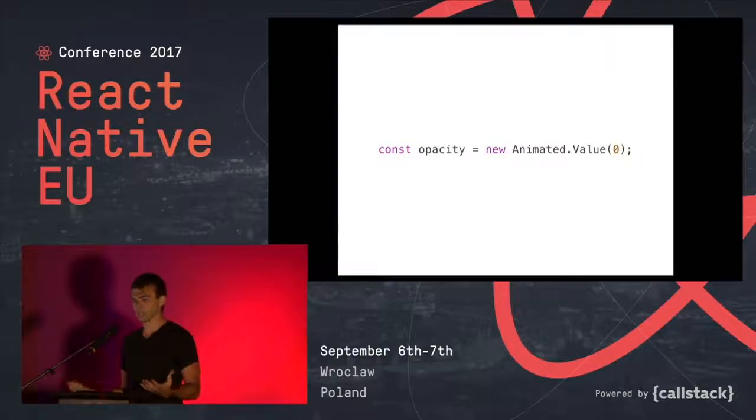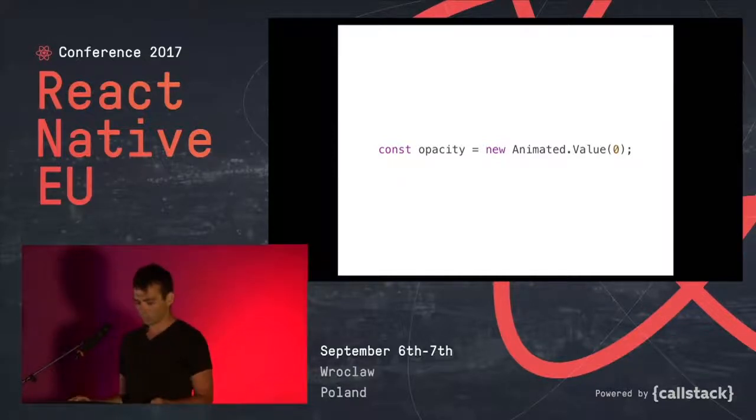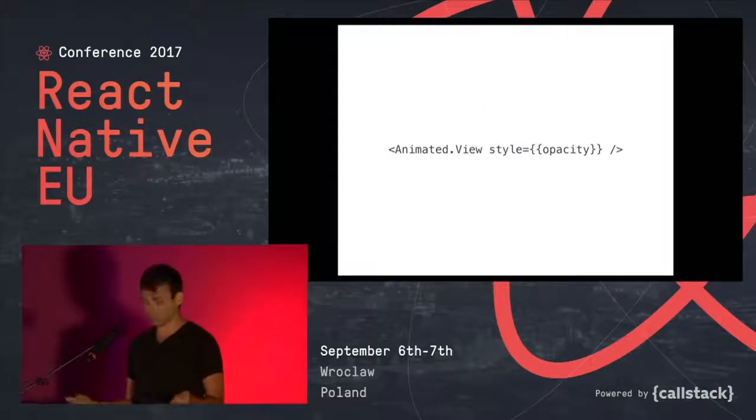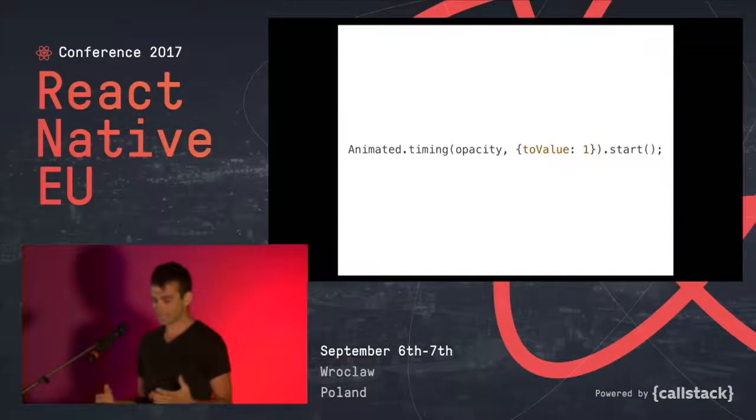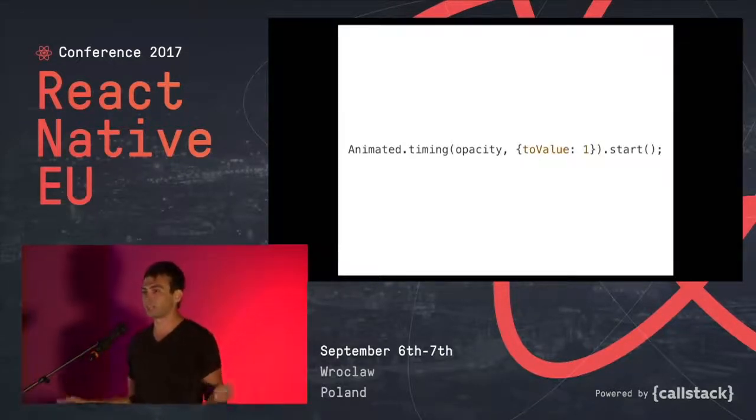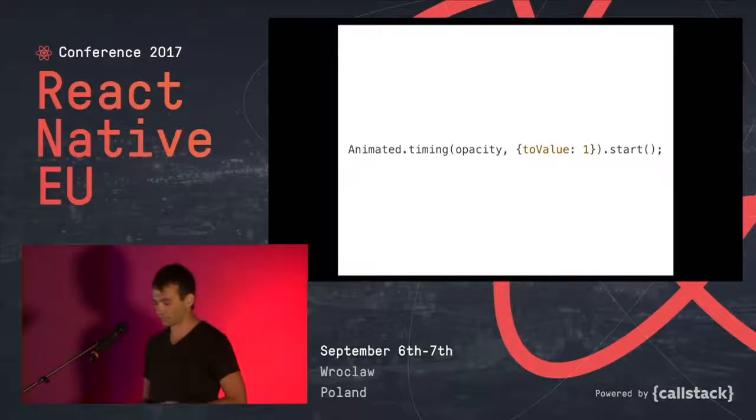Now, let's take a look at the animated library first, and at a simple example where we're just going to be fading something in, right? We've got this opacity with 0 value, right? And then what we can do is we can render a view and apply the opacity to it. Next, we can animate it open with an animated.timing. This is all pretty basic animation stuff if you're used to doing this stuff in React Native.